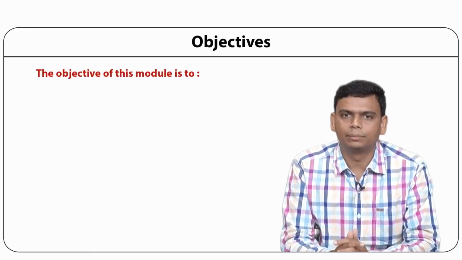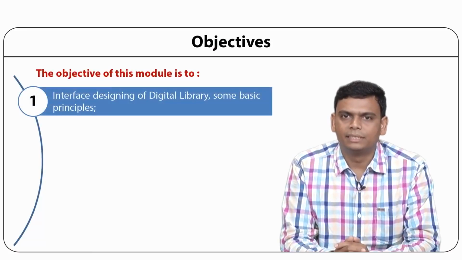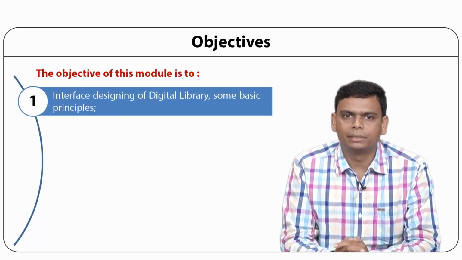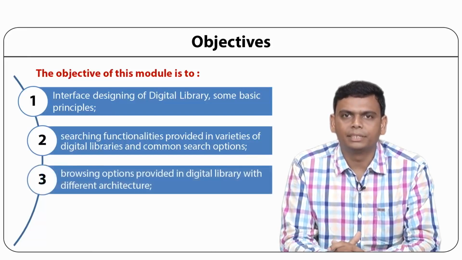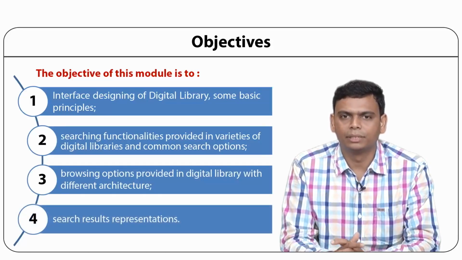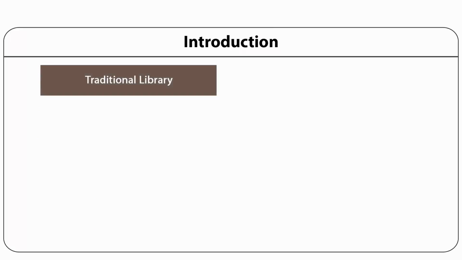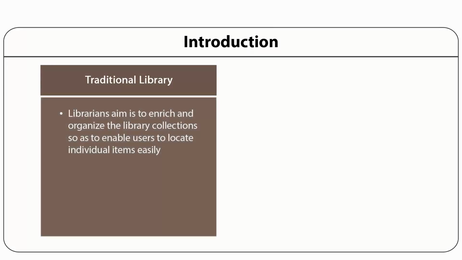Today we'll learn about search and browse interface in digital library, which is a module under the paper Digital Libraries. So in this chapter we'll discuss the interface design of digital library, some basic principles, searching functionality provided in varieties of digital library, common search options available, browsing options provided in digital libraries with different architecture, and search results representations. In case of traditional libraries, the role of a librarian is to enrich and organize the library collections so as to enable users to locate individual items easily.